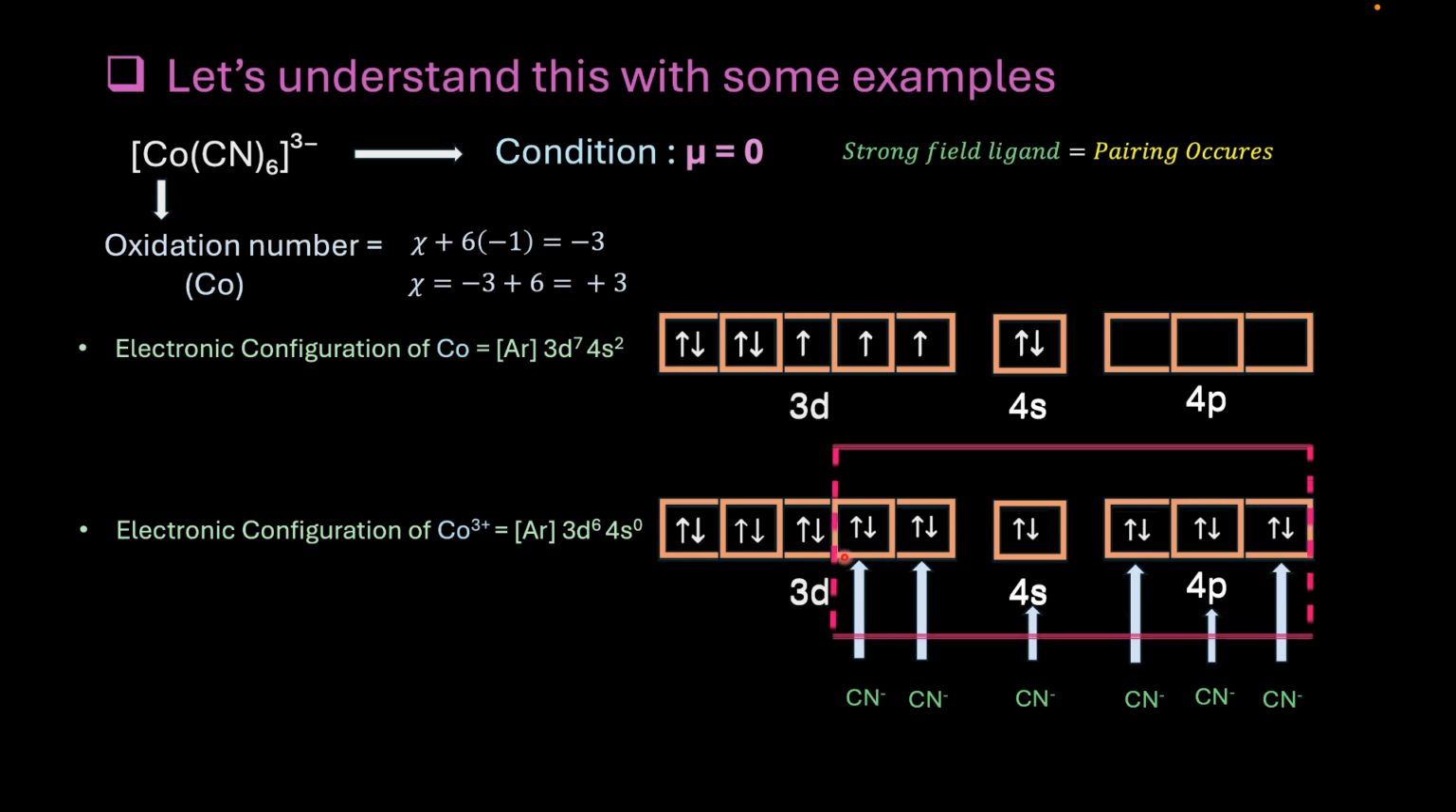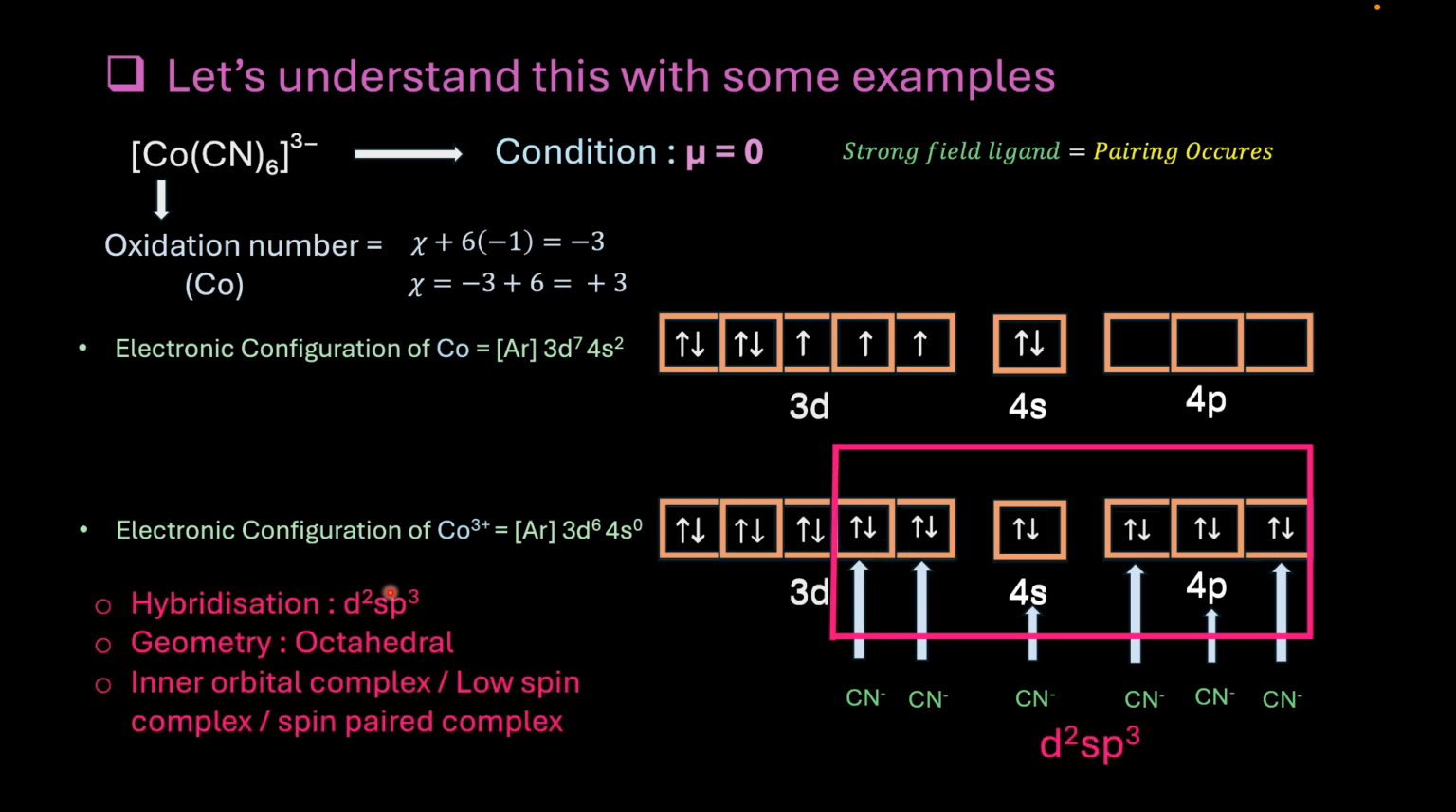And let's put this into a bracket. 2 from the 3d orbital, 1 from the 4s orbital, and 3 from the 4p orbital. So its hybridization will be d2sp3. So let's write this: hybridization is d2sp3. Geometry will be octahedral. We can write it as an inner orbital complex or low spin complex, or it is also called a spin paired complex. So let's take another example with some different conditions.